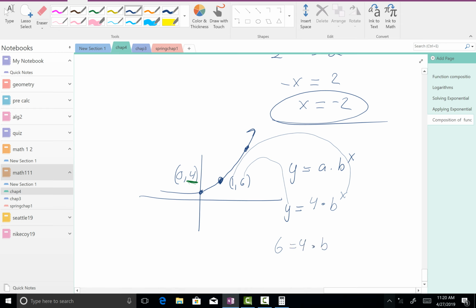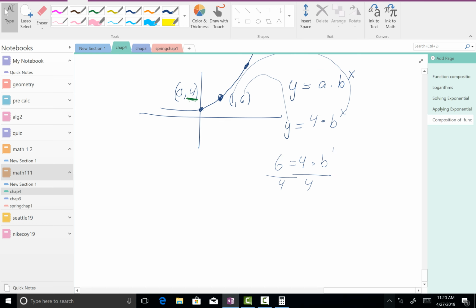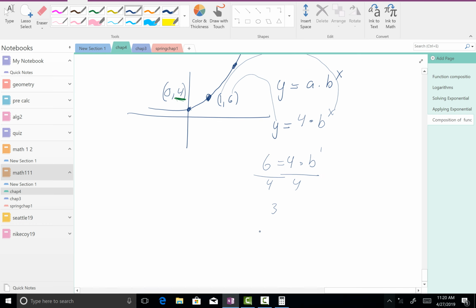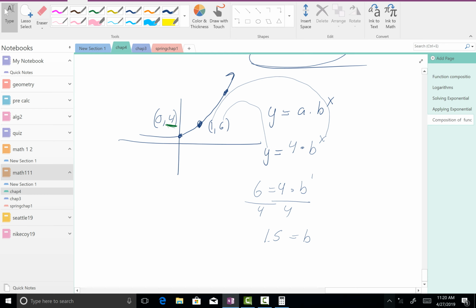So we have something like that. Now, simply just solve it. Okay, and there it is. So that's pretty straightforward, all right?